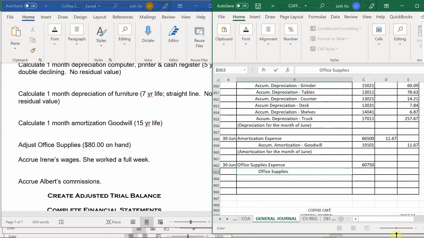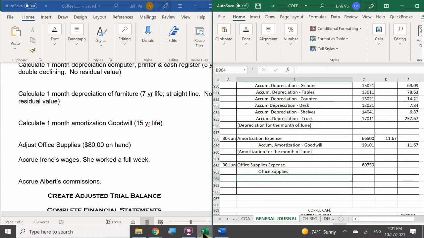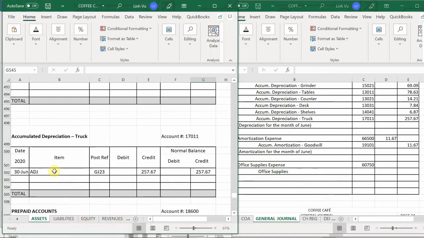Now let's read this carefully. If I have $80 left on hand, let's take a look at our ledger. How many office supplies do I actually have? Let's go see.